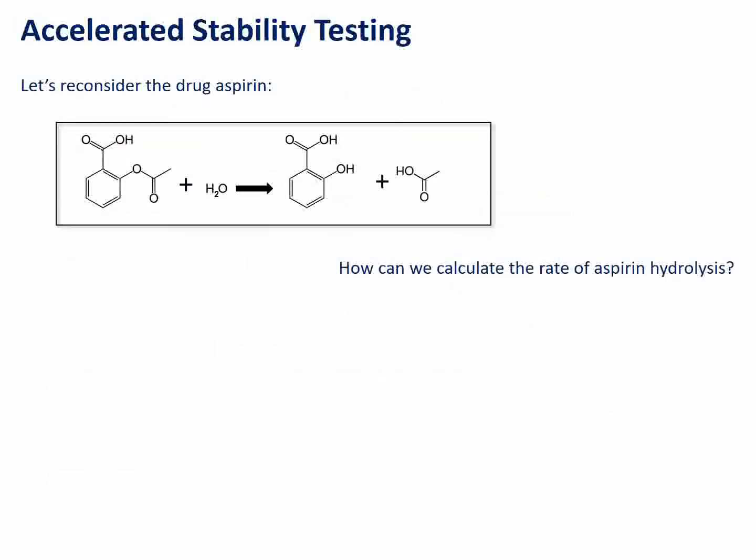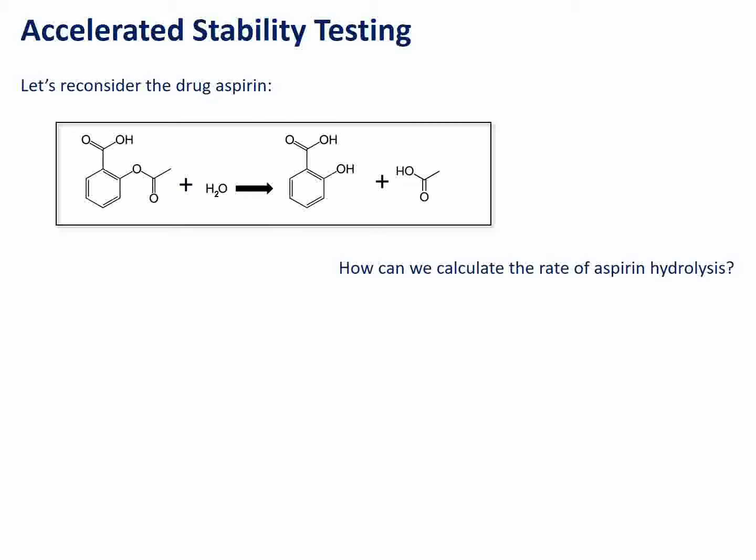So let's think now about accelerated stability testing. And let's think about the drug we've looked at in the earlier tutorials. That's the drug aspirin, which, as you know by now, reacts with water and breaks down to salicylic acid and ethanoic acid. So how can we firstly calculate the rate of aspirin hydrolysis?